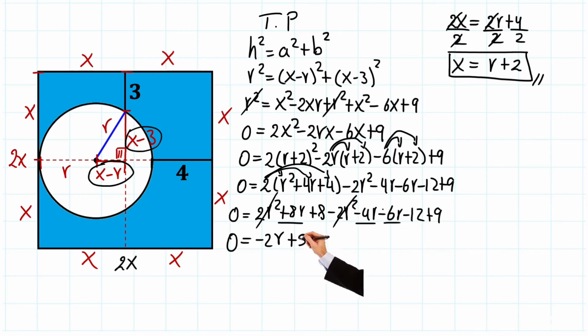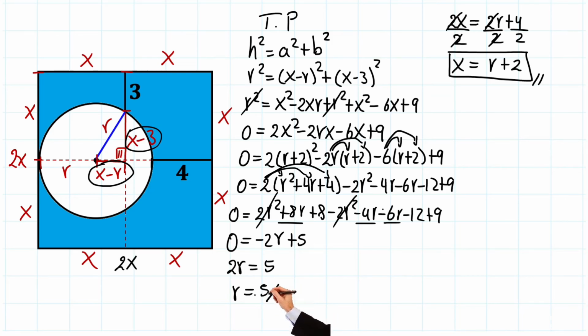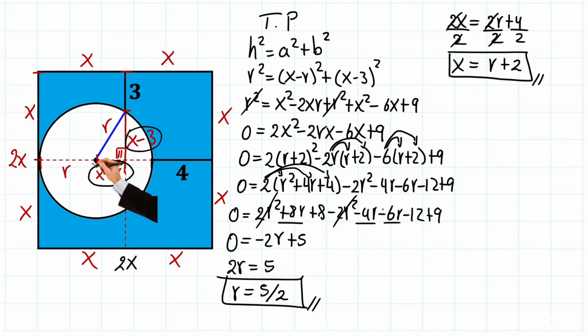Very good. We are going to move this negative 2r to the left side. We have 2r, and on the right side we have this 5. And finally we divide by these 2, and we have obtained, ladies and gentlemen, that the radius of the circle is 5 halves. Fascinating. Now what we are going to do is find the area of the square.